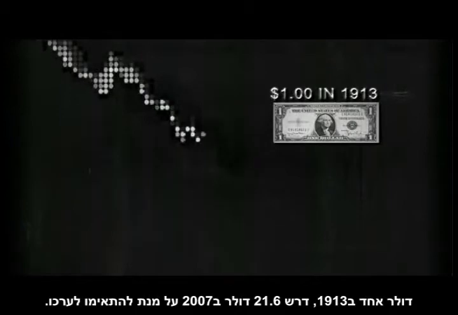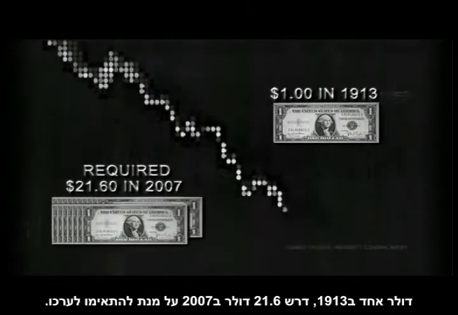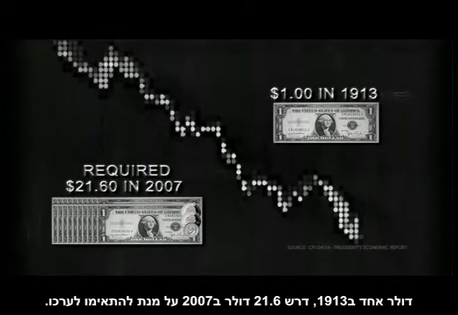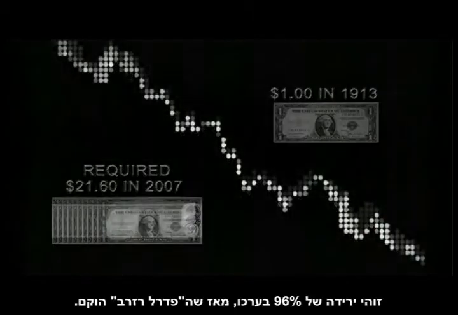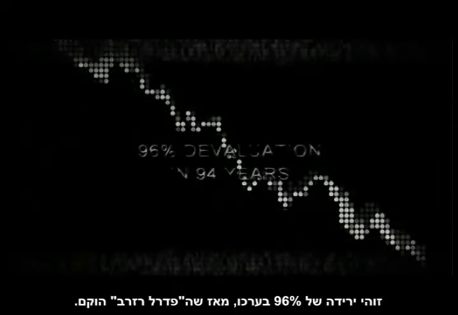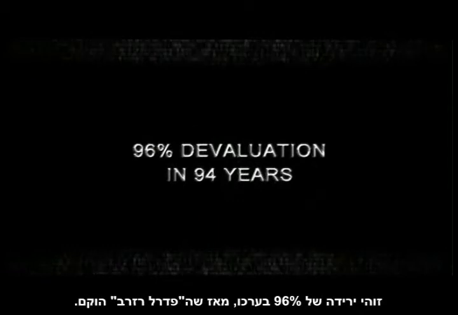$1 in 1913 required $21.60 in 2007 to match value. That is a 96% devaluation since the Federal Reserve came into existence.